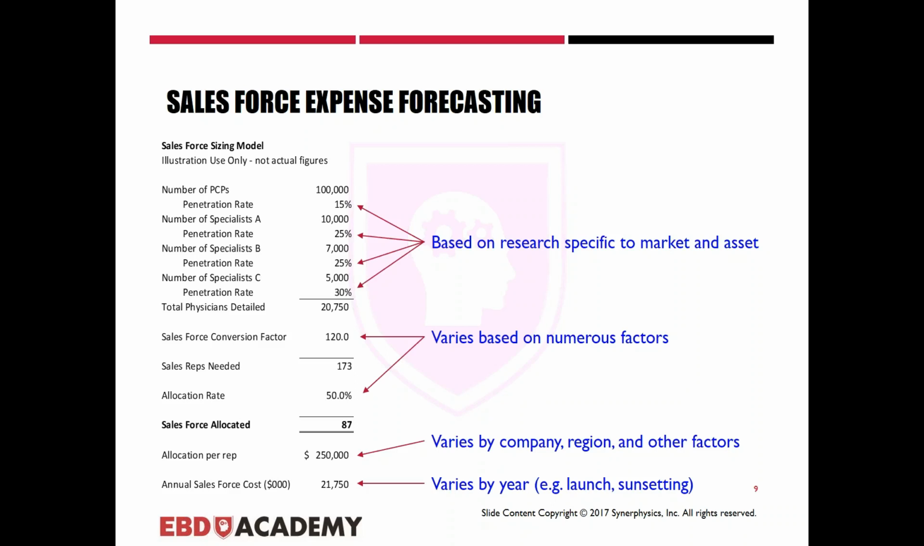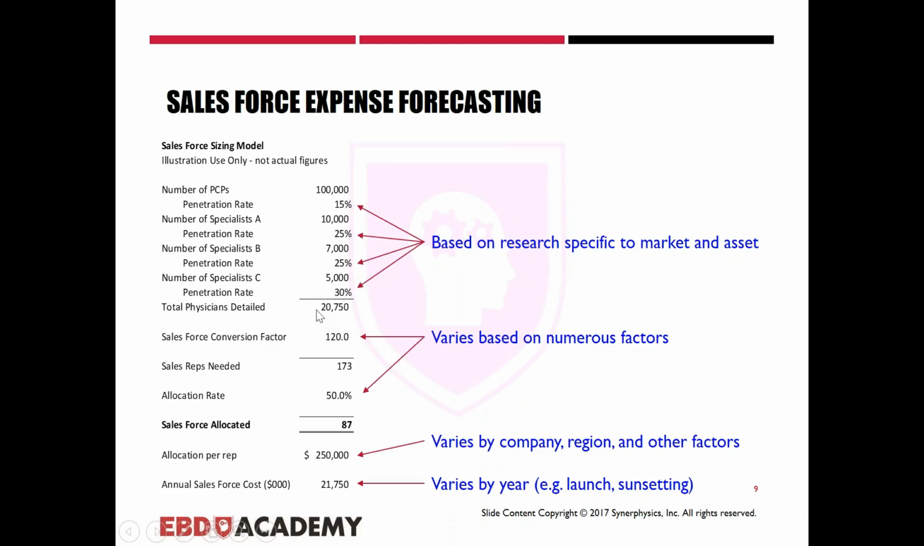And I like to build this up based on how many sales reps will be required. The easiest way I've found to do that is to find out which doctors we need to detail. In this case, I have PCPs or general practitioners and 3 different kinds of specialists. If you have a device or a diagnostic, maybe you're going to clinics or hospitals, so you would have those listed here. And how many of them are there? How are you going to penetrate into that particular population? For instance, for PCPs, we're going to talk to 15% of all of them, and so on.